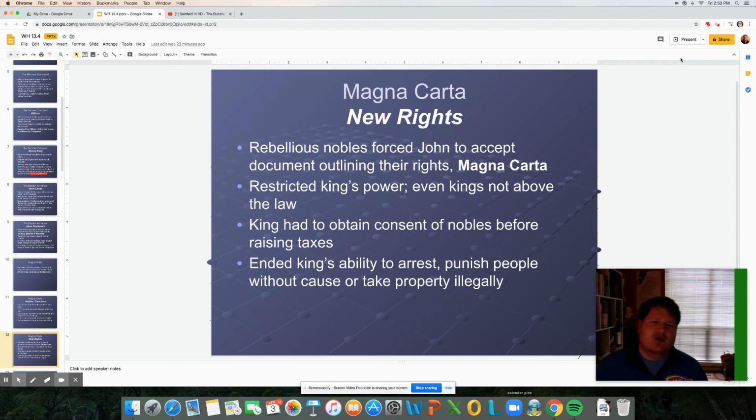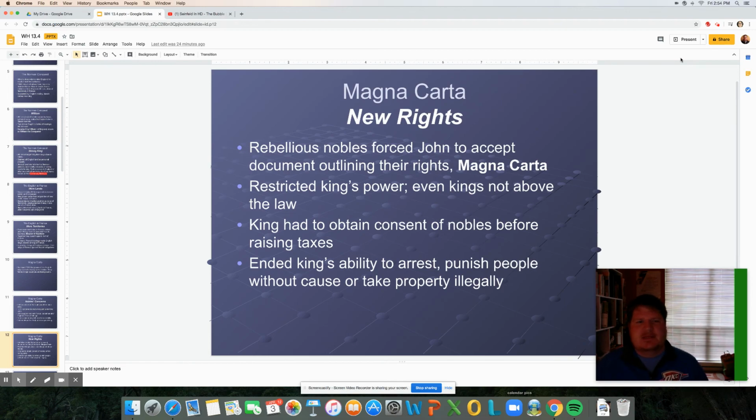And so what the Magna Carta did was restrict the king's power. It said the king is not above the law. Yes, you are the king, the figurehead, the one we go to. Yes, you do make certain laws, certain rules, but you are not above the law. So the king had to obtain consent of the nobles before raising taxes, so getting some representation for the nobles. This ended the king's ability to arrest, punish people without cause, or take property illegally.